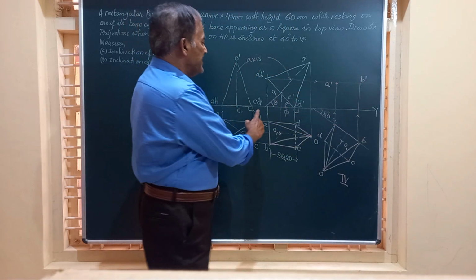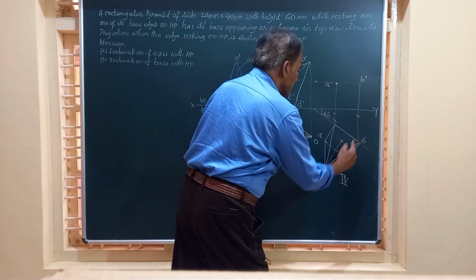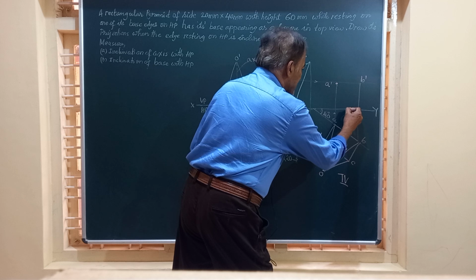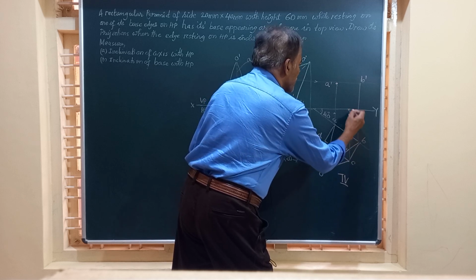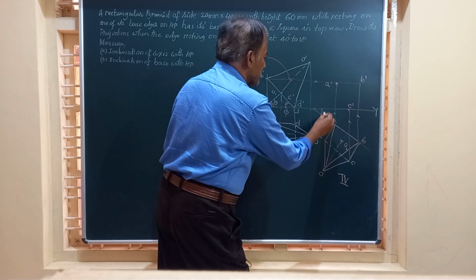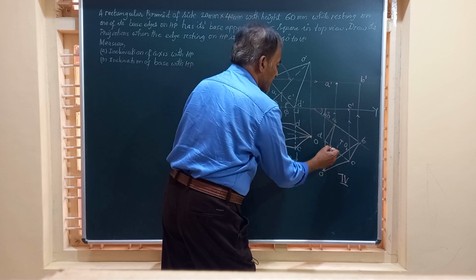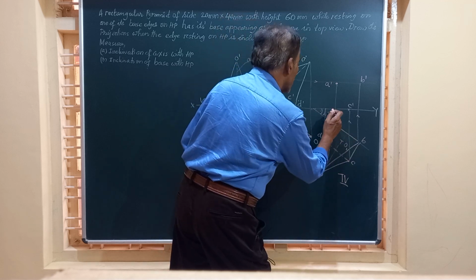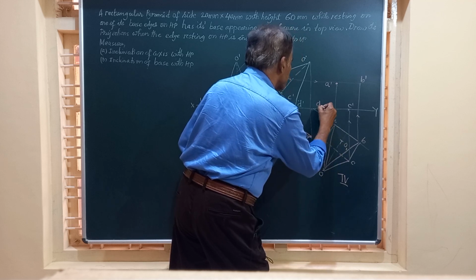Next, friends, C and D are here. So let me write a horizontal line through C dash, a vertical line through C. They meet at this point. So friends, this is going to be the point C dash. Finally, D: a vertical line from D, a horizontal line from here, and they meet at this point. So we call this D dash.